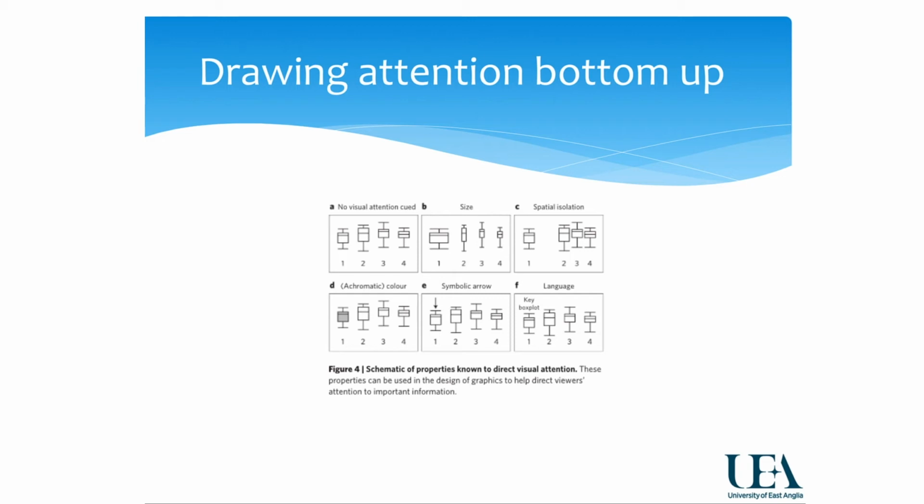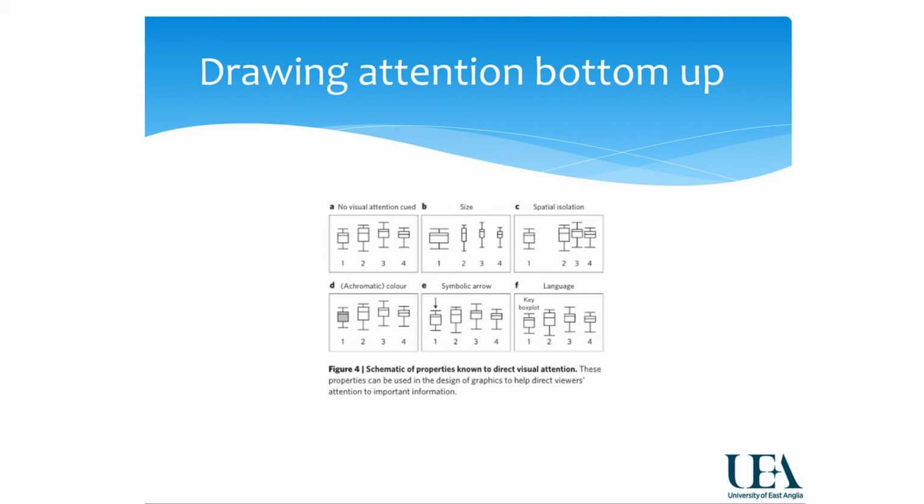In B, you can see that the size of box plot 1 is bigger than in the other 3, inviting comparison. In C, spatial isolation is used, so 1 is grouped apart from 2, 3, and 4, inviting comparison between 1, 2, 3, and 4. In D, there's a color difference.